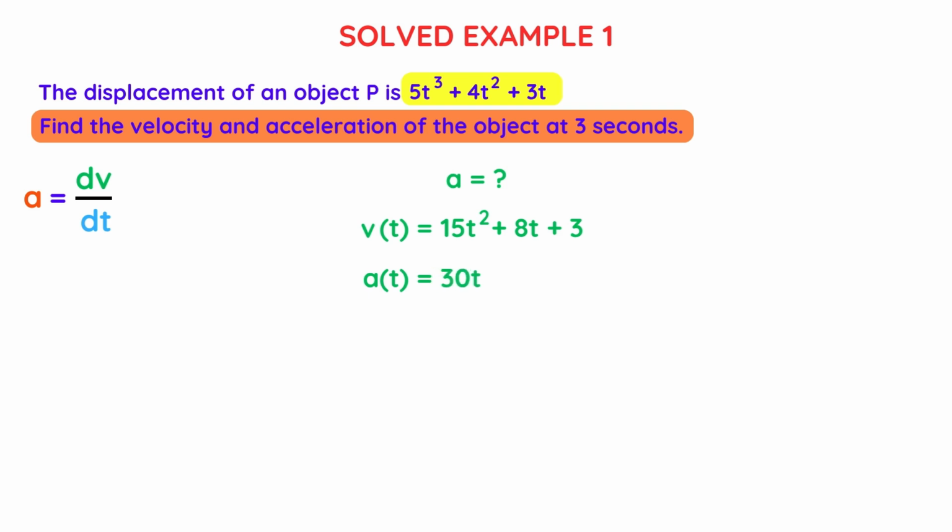The derivative of 8t is 8. The derivative of the constant 3 is 0. This gives us the acceleration function, that is, 30t plus 8.